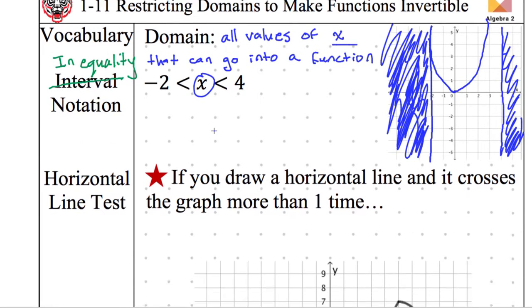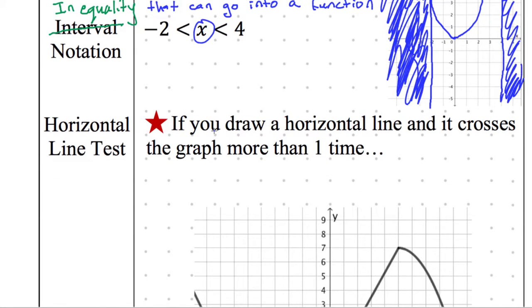All right, this is a review from yesterday. The most important thing that needs to be in your summaries, because there's a red star: if you draw a horizontal line and it crosses the graph more than one time, then what can we conclude? Quiet raise hand. Gio has an idea, sounds like the horizontal line test. All right, go for it, Gio. It's not invertible? Yep. It is not invertible.